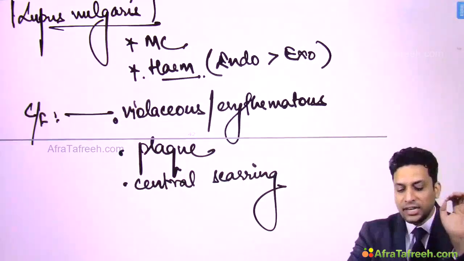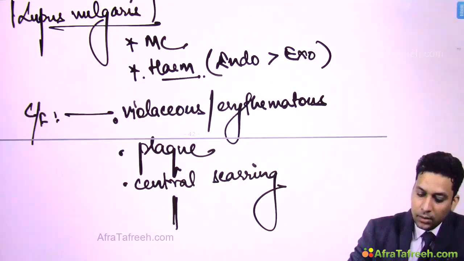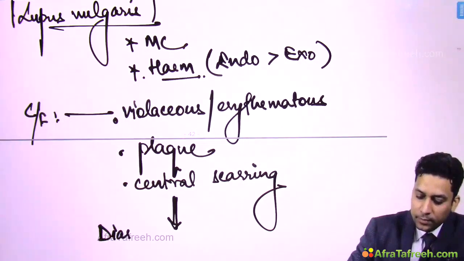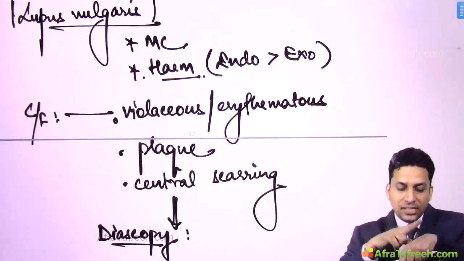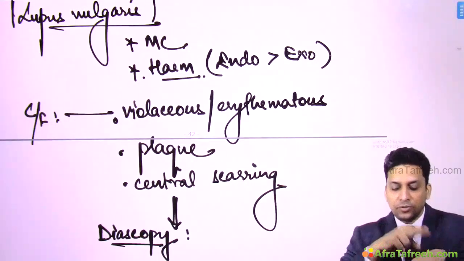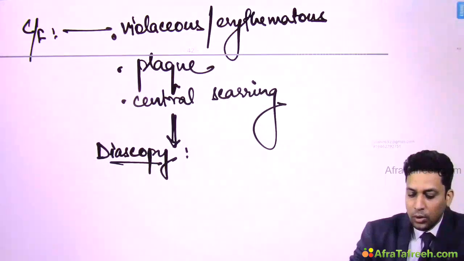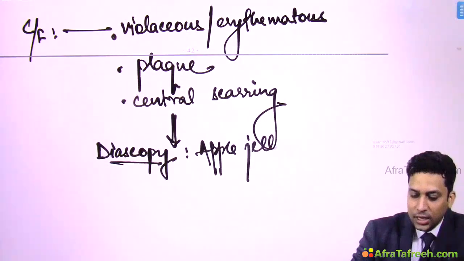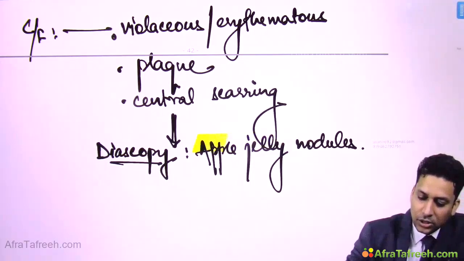So purplish or reddish plaque, solid raised lesion with central scarring, which on diascopy, if you recall, we have already discussed diascopy also. What is diascopy? If you take a glass slide and press this lesion, this pressing of the lesion with the glass slide is known as diascopy. So if you press the lesion of lupus vulgaris, on diascopy it shows golden brown apple jelly nodules at the periphery of the lesion.